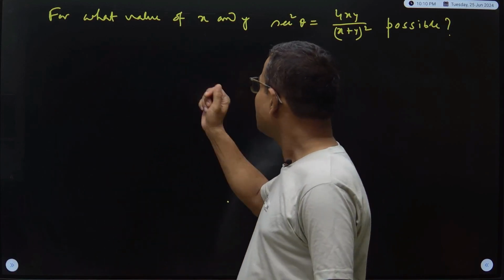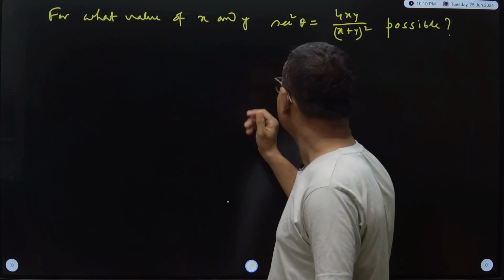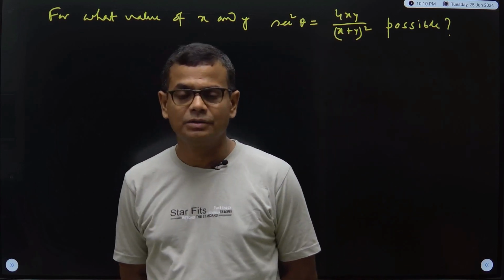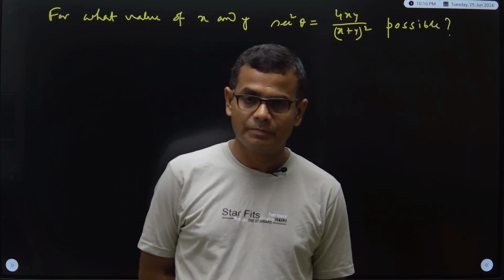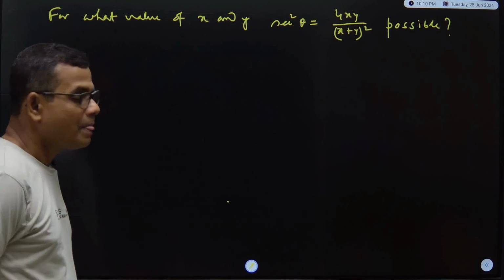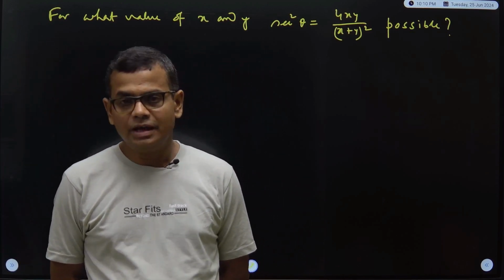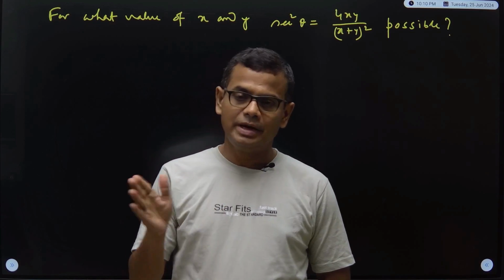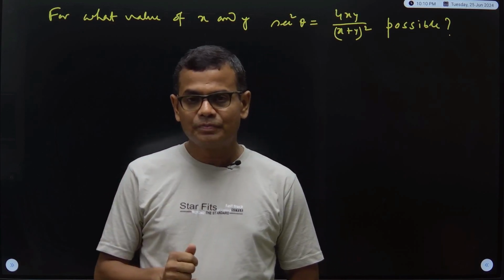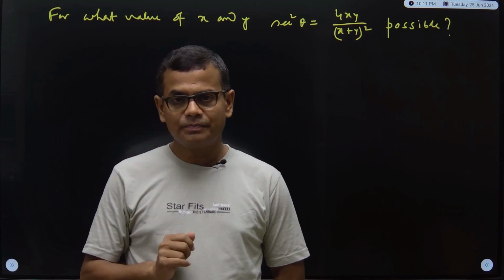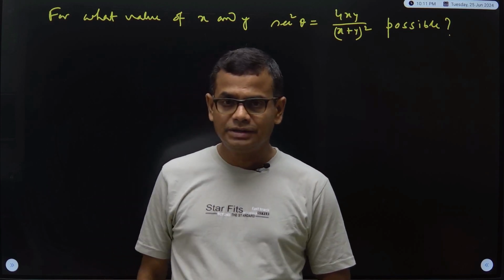For what values of real x and y is x square theta equal to 4xy by x plus y whole square possible? Now, we can say that cos theta lies between -1 and 1. So cos square theta must be less than or equal to 1. And what about sec square theta?